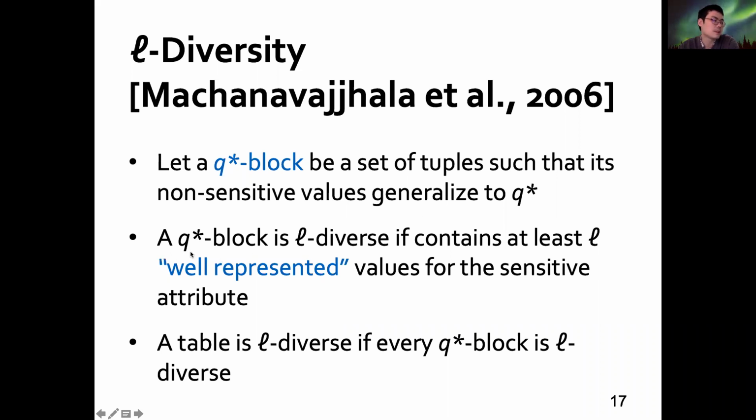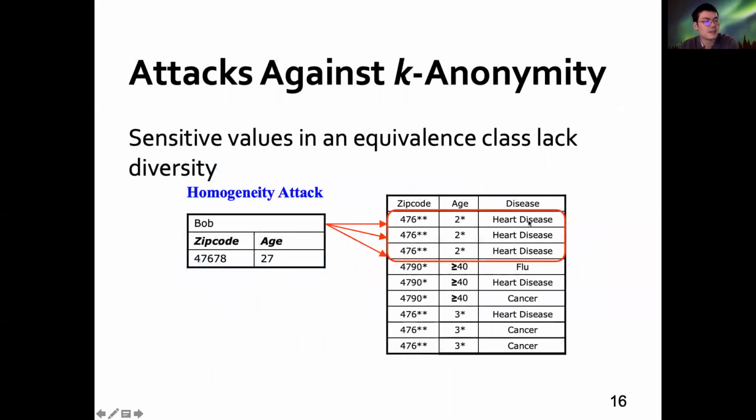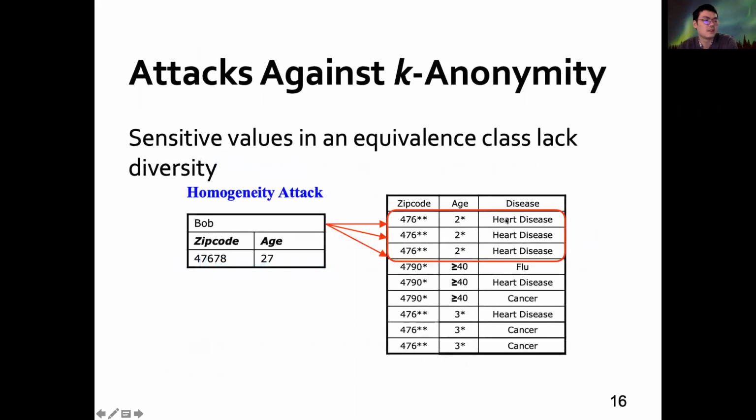Then how can we say that a q* block is l-diverse? This is only possible if it contains at least l different, well-represented values for the sensitive attribute. Coming back to here, you see we only have 1 sensitive value, so this is not good. If we want 2-diversity, at least you need flu or something else here. Otherwise, we don't think the q* block satisfies this requirement. So we say that a table is l-diverse if every q* block is l-diverse, which means, hey, this is 2-diverse.